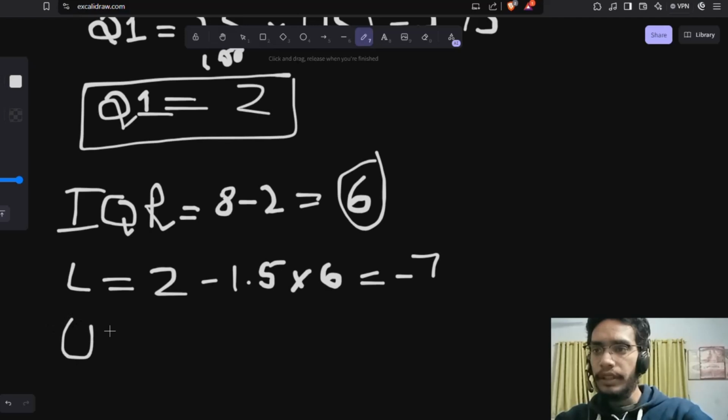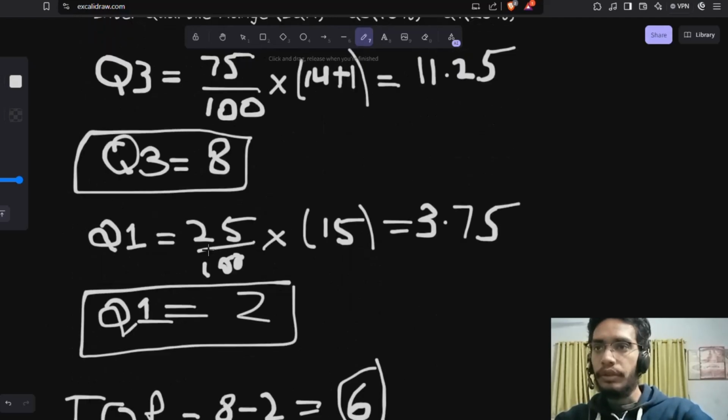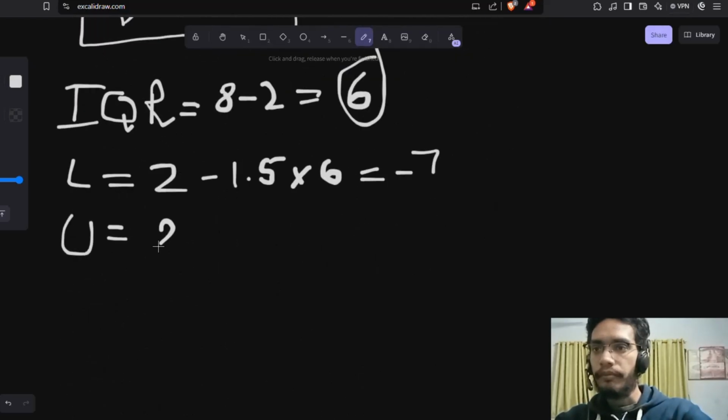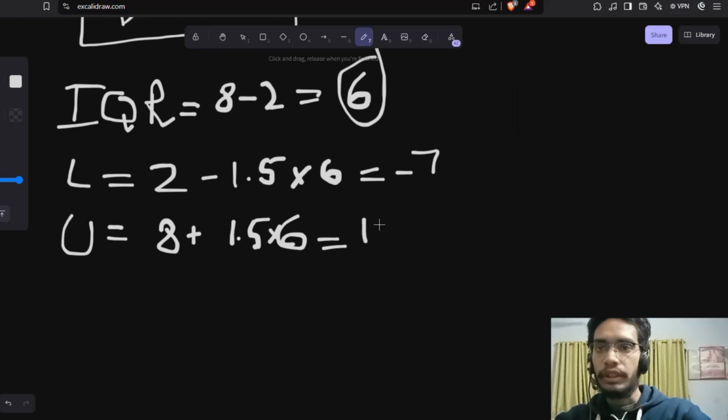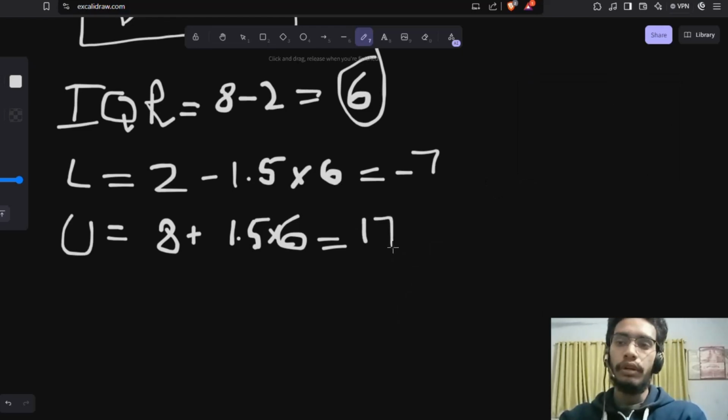And what is the upper fence? Well, what is Q3? Q3 we had is 8. 8 plus 1.5 multiplied by 6. So 1.5 multiplied by 6, we had 9, and 9 plus 8, we have this 17. So 17. Now, we got this lower fence and the upper fence.